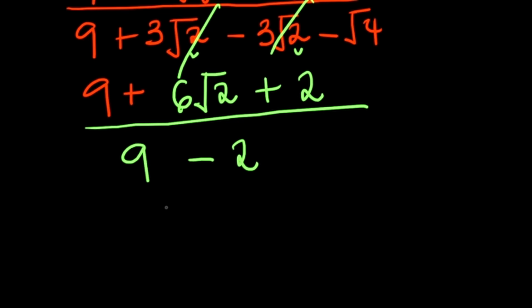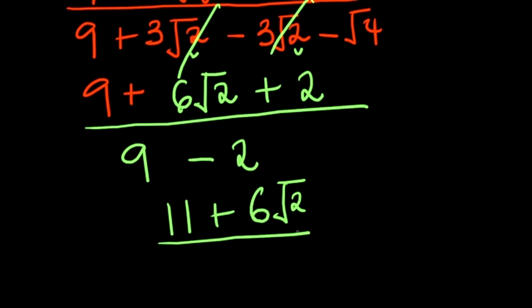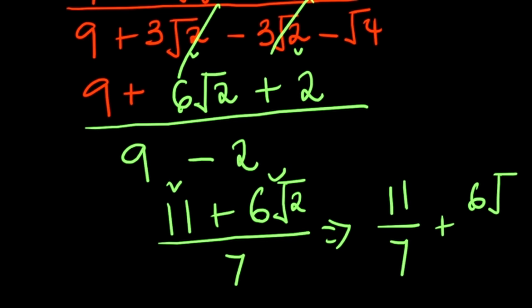Now here we have 9 plus 2 is 11, so we have 11 plus 6 square root of 2 over 9 minus 2, which is 7. Now let's see how to split them apart. Since they have a common denominator and there are two terms on top, 11 is the first term and 6 root 2 is the second term, so we can simply split them apart and then see if we can obtain our A and our B. Here we have 11 over 7 plus 6 root 2 over 7.